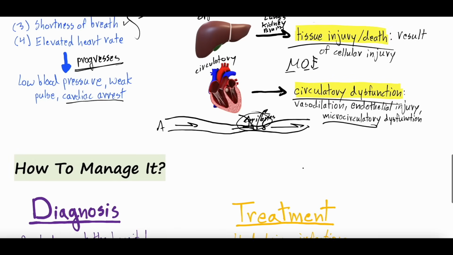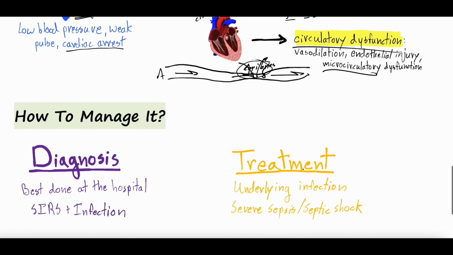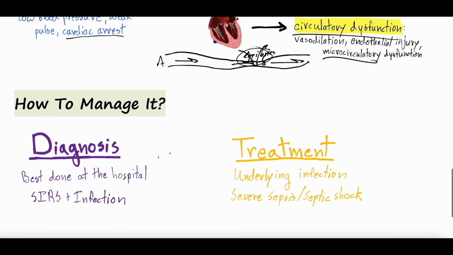So if we're thinking about that, how do we manage it? And this is, again, just basics. Each one of these things could be its own 4-hour video. But for the basics, how do we manage it? Well, the first way to manage it is to diagnose it, right? How do we diagnose sepsis? Well, this is best done at the hospital, whether that's with your primary doctor, in the emergency department, or what have you.